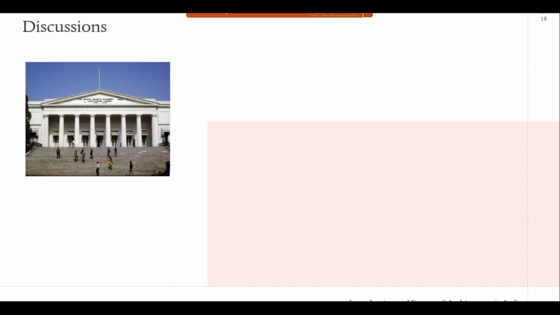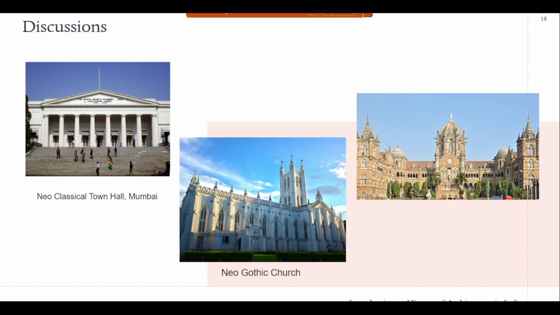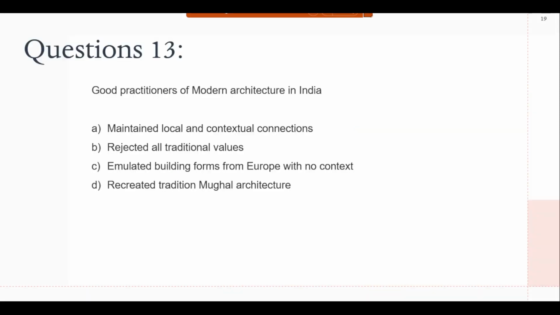Town Hall, Bombay. How have you identified that this is neoclassical? The triangular structure and the columns. Okay, good. So this is the neoclassical Town Hall, Mumbai. What about this? Neo-Gothic. So this is a church. This? Indo-Saracenic. No, it has features of Indo-Saracenic also. Majorly it has the features of Indo-Saracenic. And which building is this? Chhatrapati Shivaji, the Victorian Terminus. Okay.